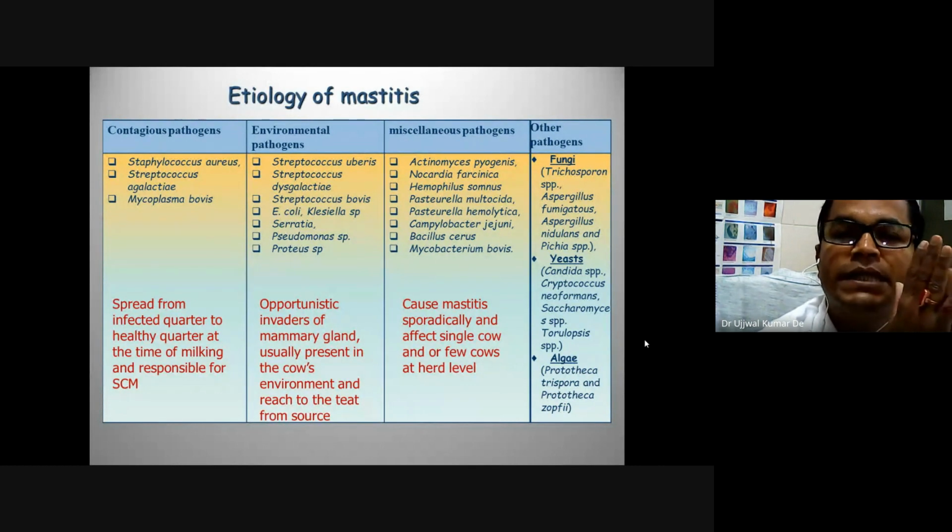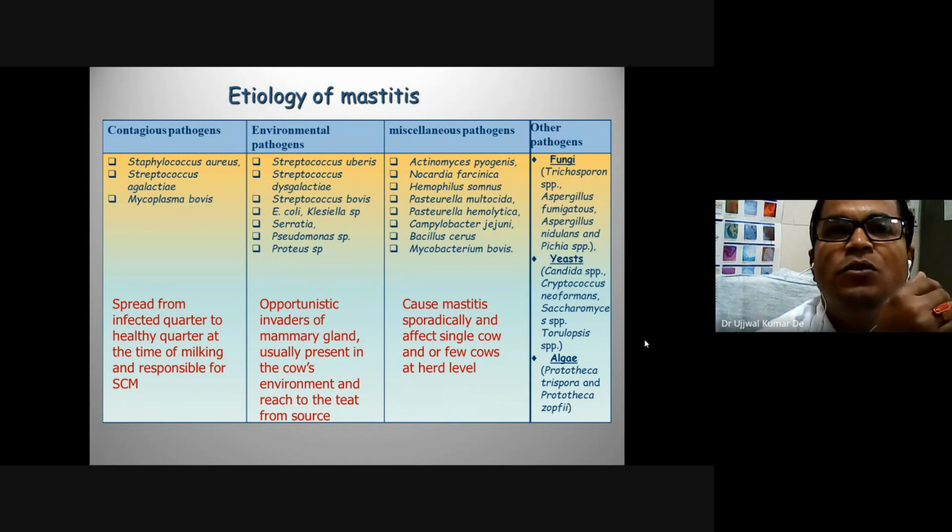Then the miscellaneous pathogens. These cause mastitis only occasionally, or they may infect only a single quarter, or only a few animals are affected. But Streptococcus or Escherichia coli generally produce mastitis in a large number of animals in an organized herd, or they produce repeated or recurrent infection. Miscellaneous pathogens rarely cause the disease and very few animals are affected.